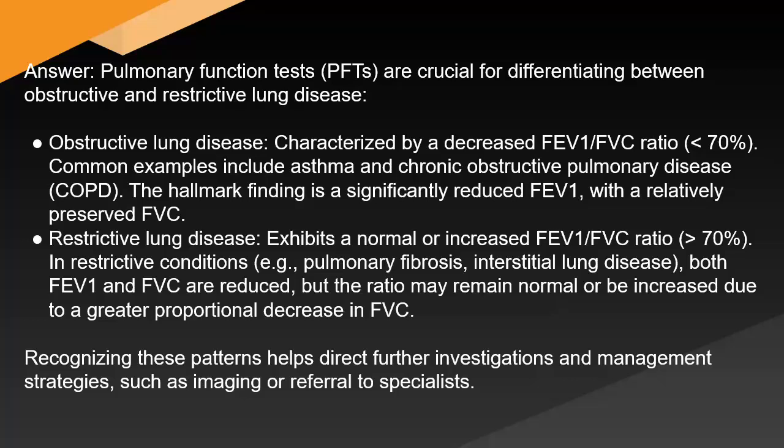Obstructive lung disease is characterized by a decreased FEV1/FVC ratio below 70%. In restrictive conditions, e.g. pulmonary fibrosis or interstitial lung disease, both FEV1 and FVC are reduced, but the ratio may remain normal or be increased due to a greater proportional decrease in FVC. Recognizing these patterns helps direct further investigations and management strategies, such as imaging or referral to specialists.